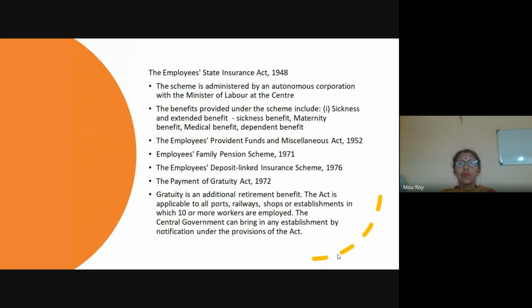So there you have the Employees' State Insurance Act of 1948, and the scheme is basically administered by an autonomous corporation, with the Minister of Labour at the center. You get a lot of benefits under the scheme: sick leave, maternity leave, medical benefits, then dependent benefits. Suppose you are working in an organization and you have a family.